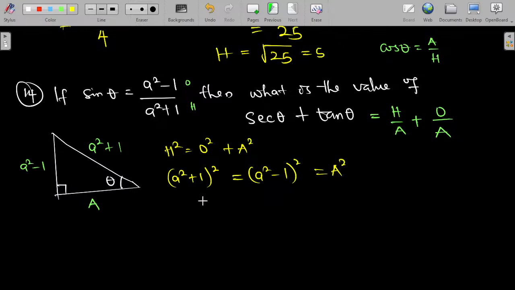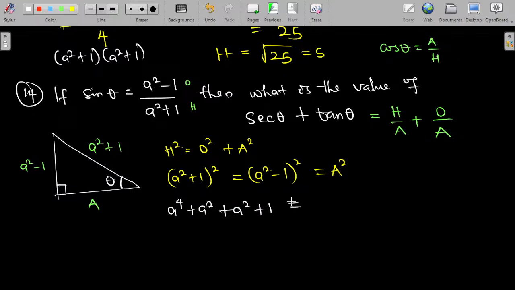So let's try to open these brackets. If we do that, we are going to have a squared times a squared is a to the power of 4. A squared times 1 is a squared. I hope you understand what I'm doing. I'm just opening this bracket this way. Okay, so a squared times a squared is a to the 4. A squared times 1 is a squared. Then 1 times a squared is a squared. And 1 times 1 is 1.